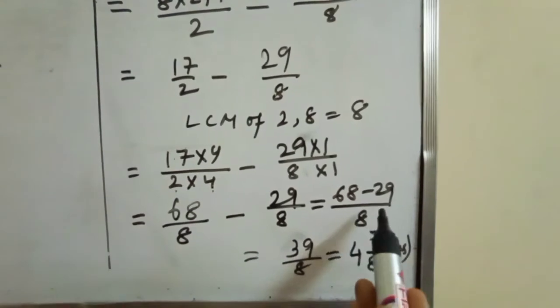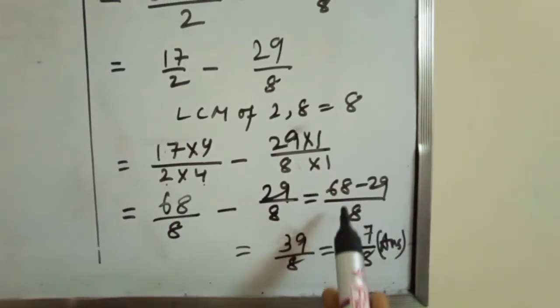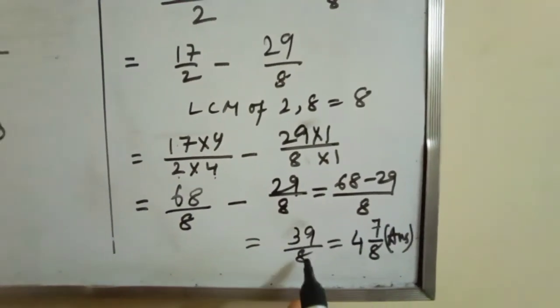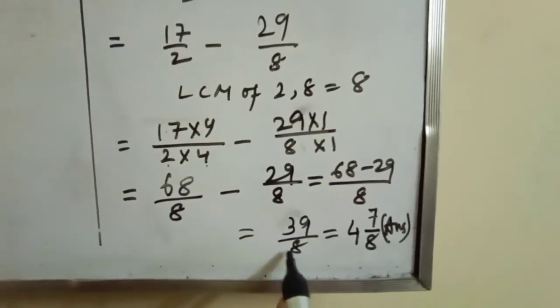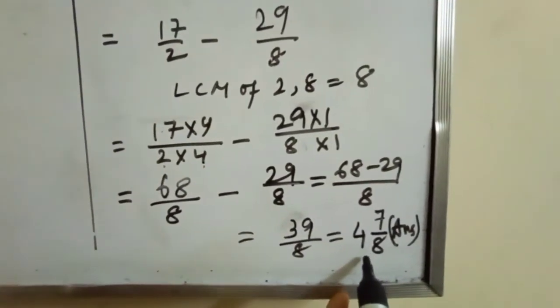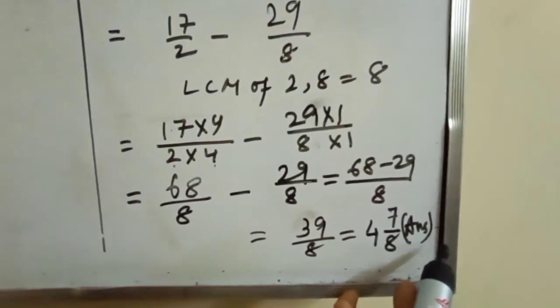If you subtract 29 from 68, you will get 39. 39 by 8, again it is an improper fraction, so you can express it as a mixed fraction and give the answer.